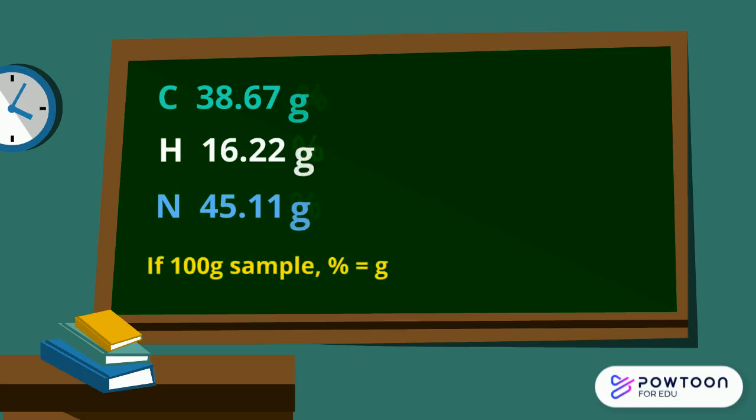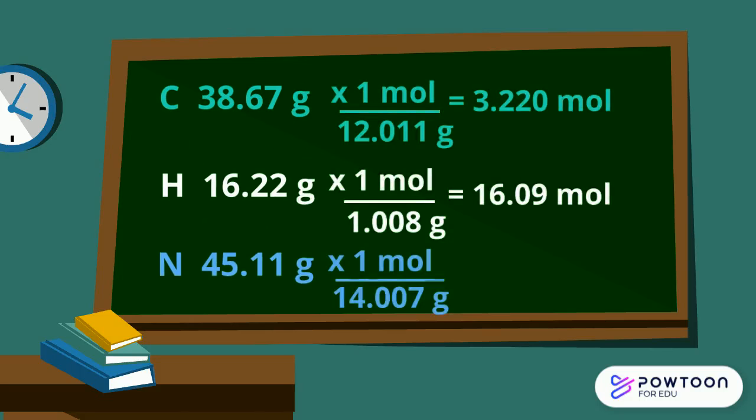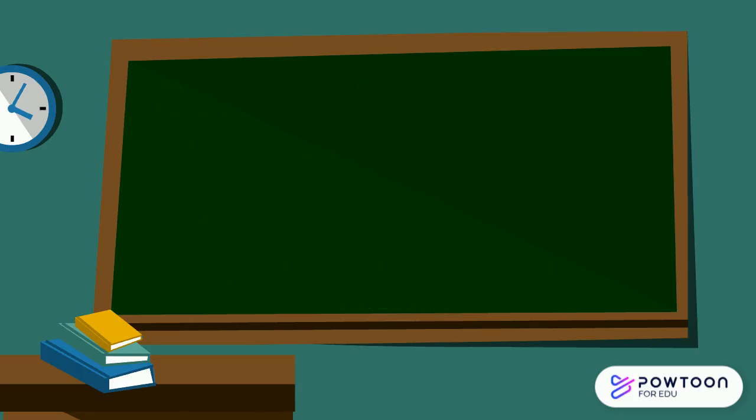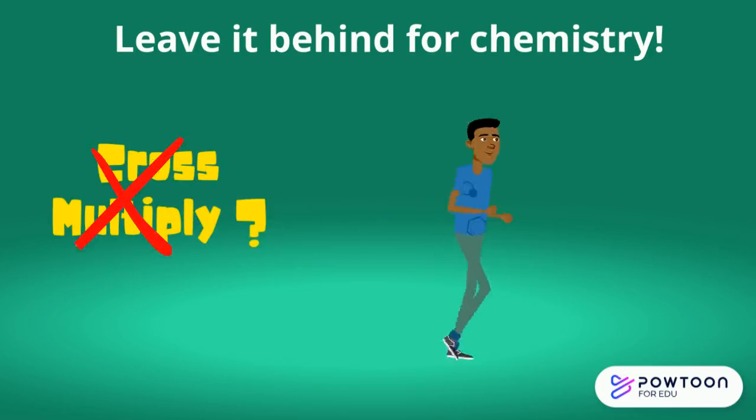The next step is to convert these masses to moles, using the molar mass from the periodic table. For chemistry problems, avoid cross-multiplication and cancel units instead.